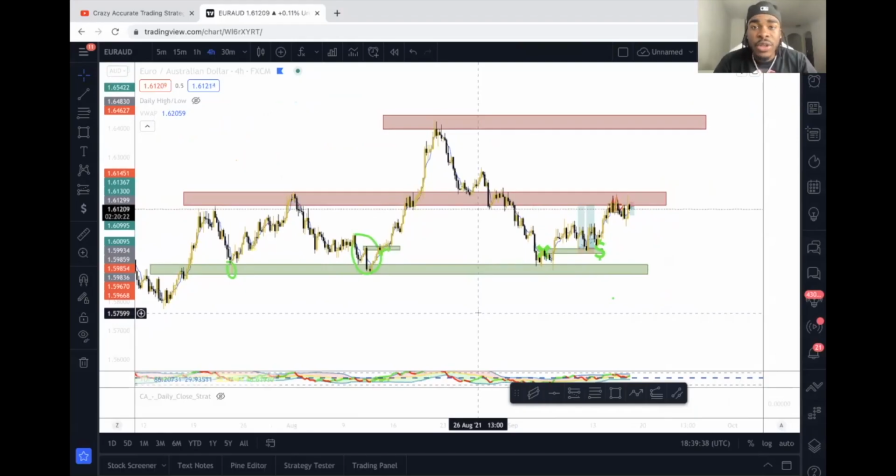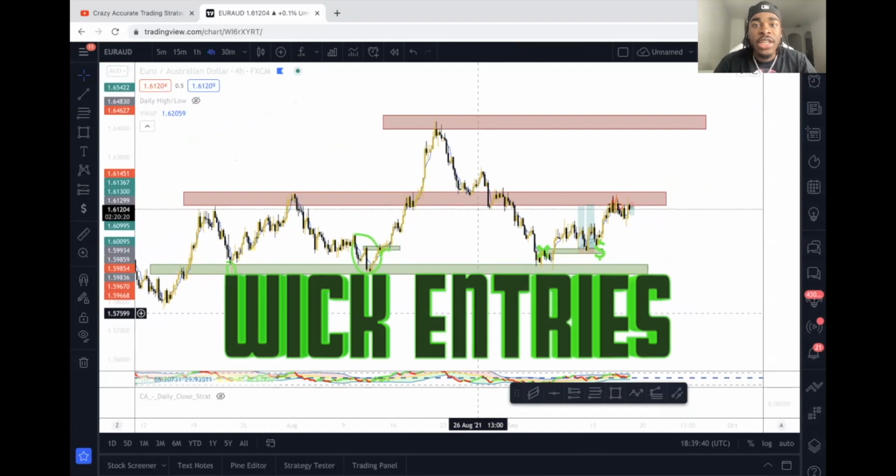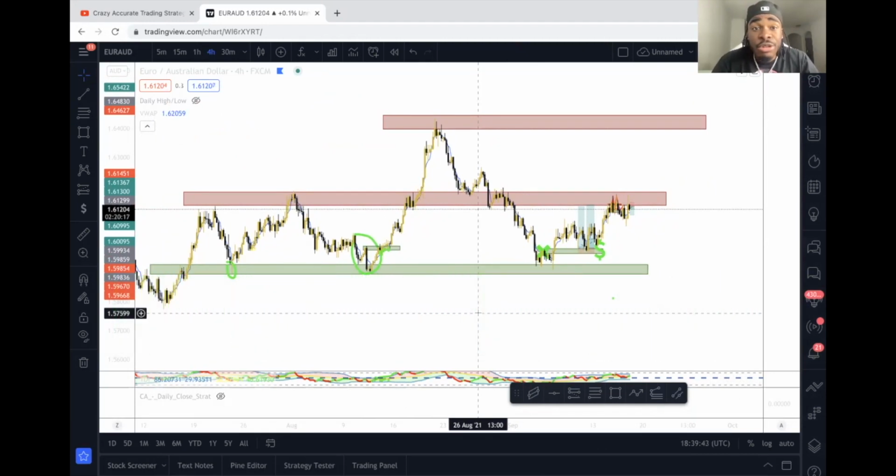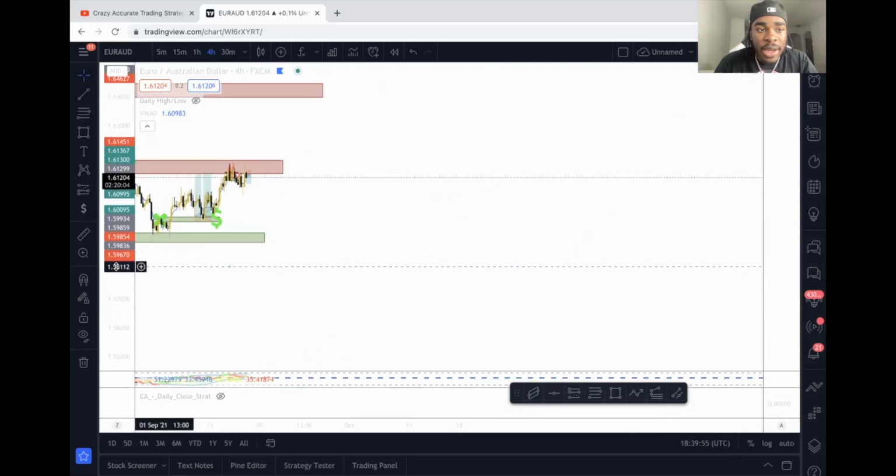Okay guys, so today I'm gonna be showing you the wick entry strategy. This is the strategy that I use to enter a lot of my trades. So first off, what is a wick? We gotta make sure that we know what a wick is, so I'm gonna go ahead and draw it up for you real quick.